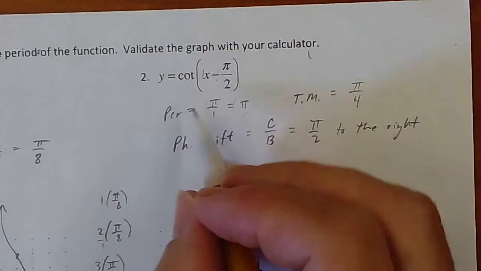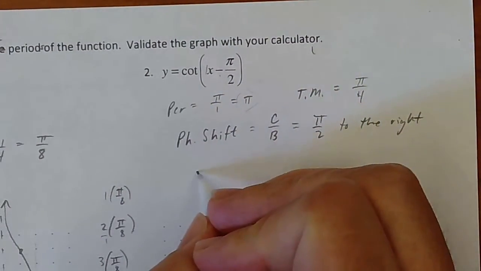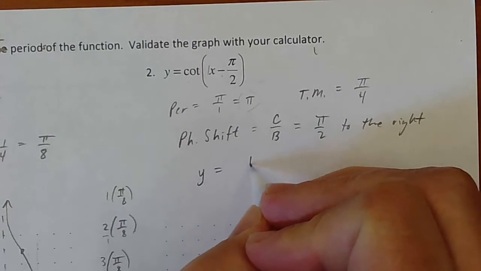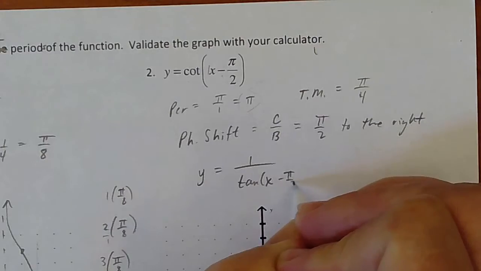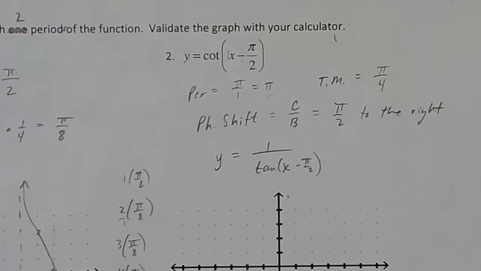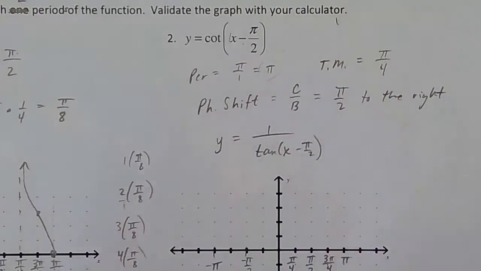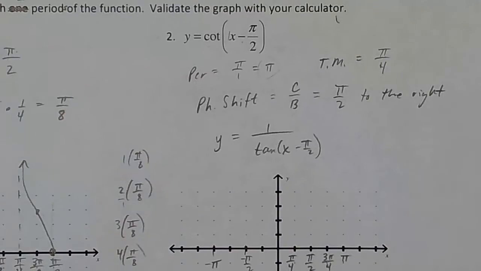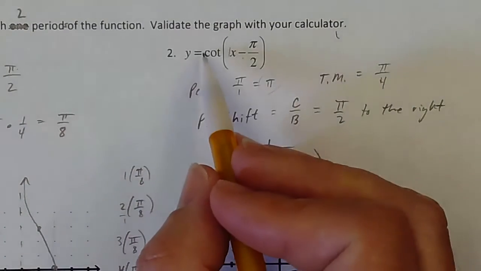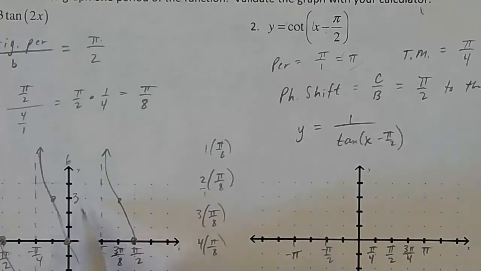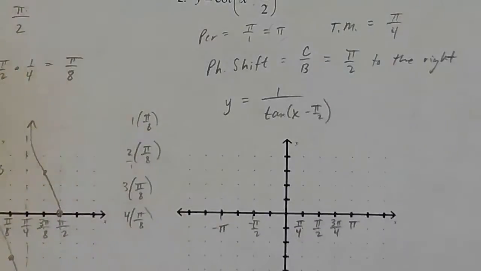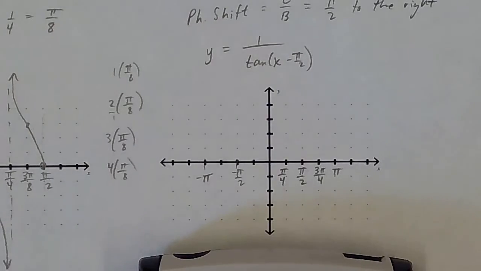All right, so in my calculator, there's no cotangent button, so we need to punch it in like this. 1 over tangent of x minus pi over 2, like that. Desmos does have a cotangent button. You just have to find it. Okay, now since there's no multiplier out front, just 1, I probably don't have to go quite as high as 6 and negative 6, but it's not going to hurt to leave it. So we're ready for our window now.